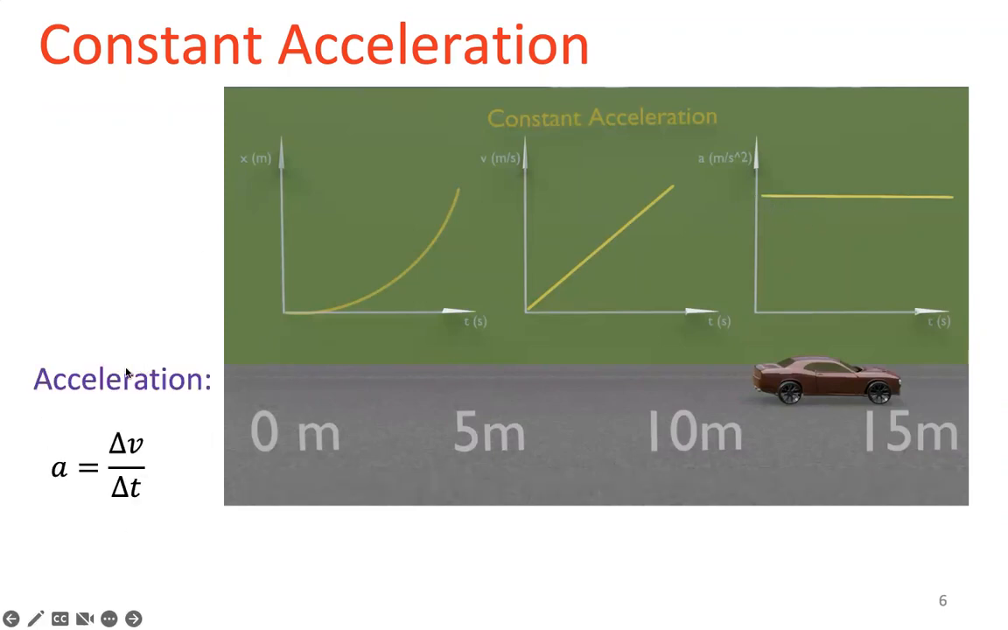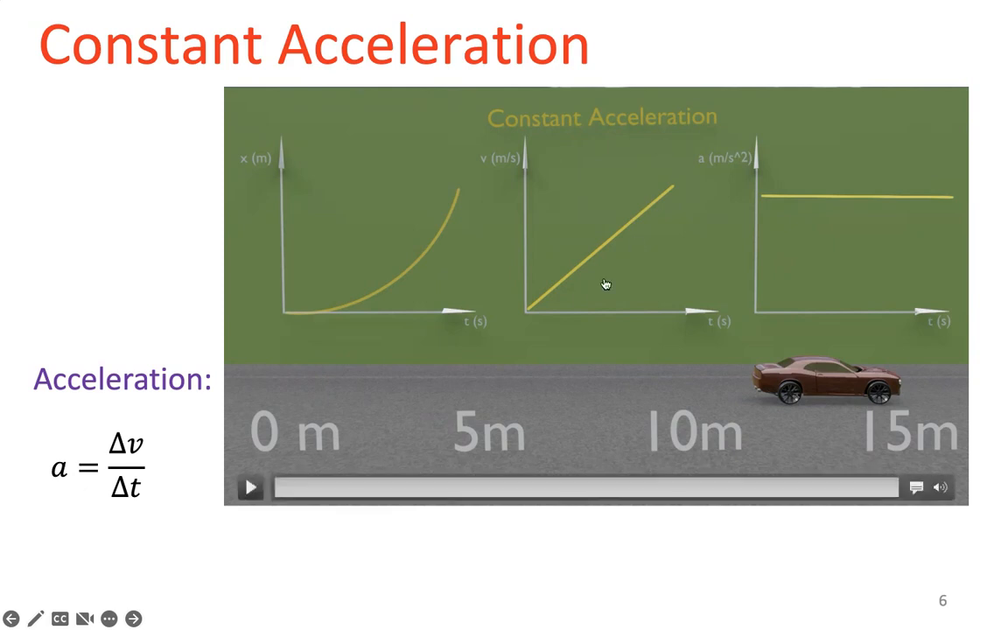And according to this relationship, in the velocity versus time graph, the slope is the acceleration. Looking at this velocity versus time graph, it has a positive slope and a constant slope. So constant positive slope in the velocity versus time graph. Here we see that constant acceleration.